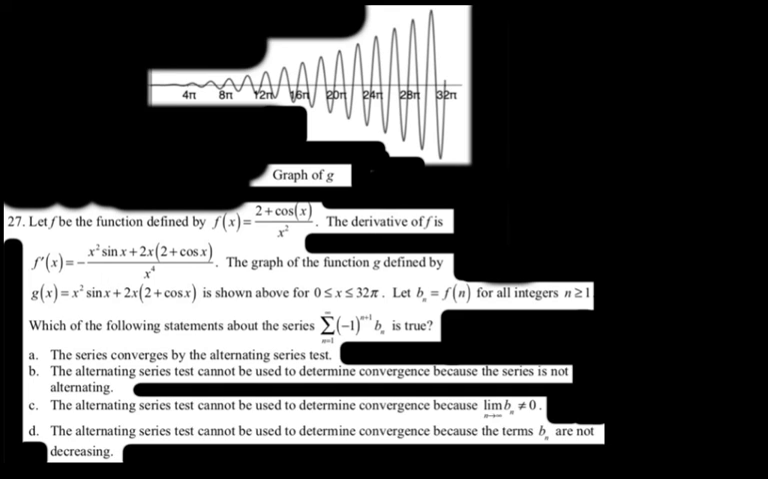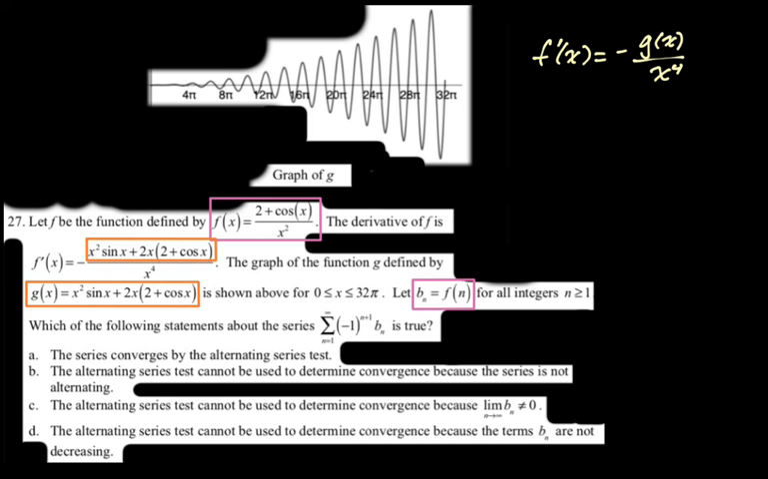Let b sub n equal f of n. So b sub n is just that, right? It's 2 plus cosine of n over n squared for all integers n greater than or equal to 1. And then, okay, so those are the same, which is relevant, and they probably should have said that. Or why couldn't they just write f prime as negative g over x to the fourth? That would have simplified this by a lot. So I'm going to write it: f prime is negative g over x to the fourth.